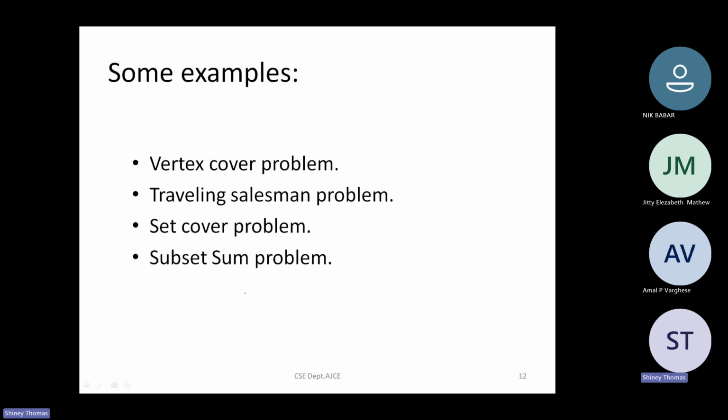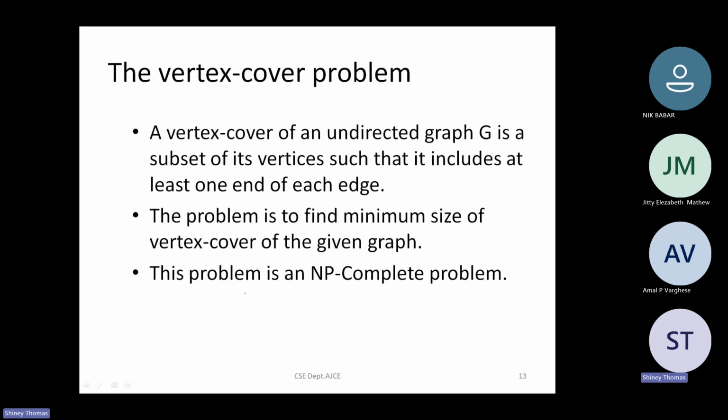First one is the vertex cover problem. Anybody knows what a vertex cover problem is?